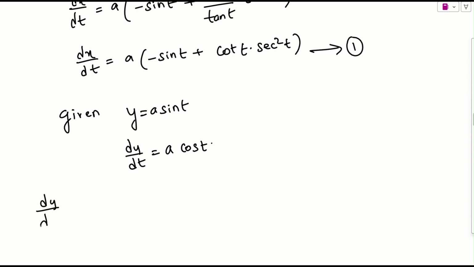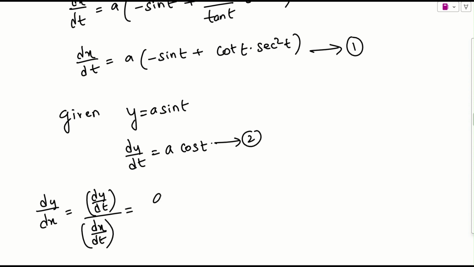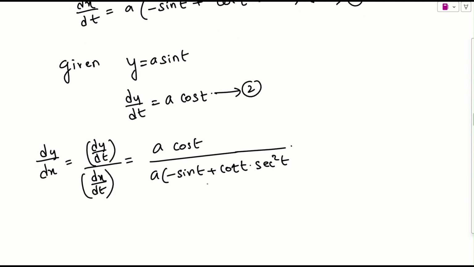What should we do? We have to find dx by dt. Sorry, dy by dx. What is dy by dx? Dy by dt, you have to whole divided by dx by dt. Agree? So take this as equation number 2. Let us substitute all the values. What is dy by dt? A times this is cos t by denominator will be what? A times minus this is sine t plus this is cot t into secant square of t. Is it okay?